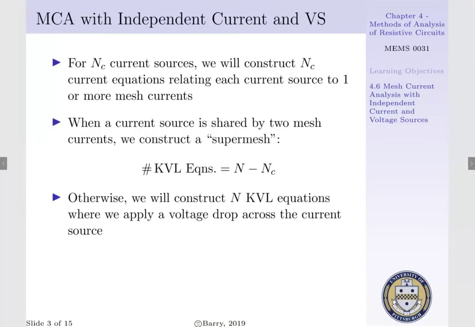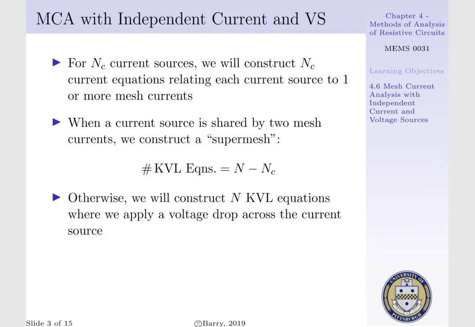For us to begin, we will analyze circuits that have N sub C current sources, and we will construct N sub C current equations relating each current source to one or more mesh currents that run through it. When we construct our mesh current analysis, the number of KCL equations we will need will be N, our number of meshes, less N sub C, the number of current sources. By doing this, we can construct a supermesh such that we need to evaluate one less KVL equation.